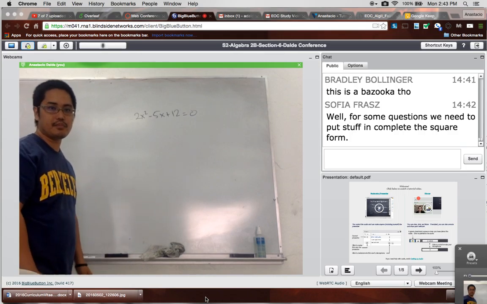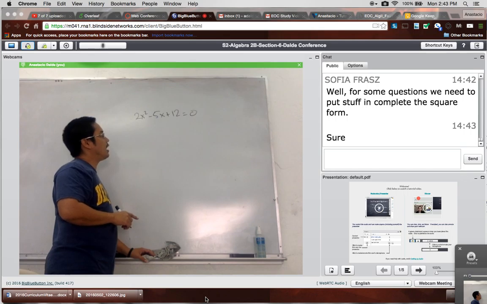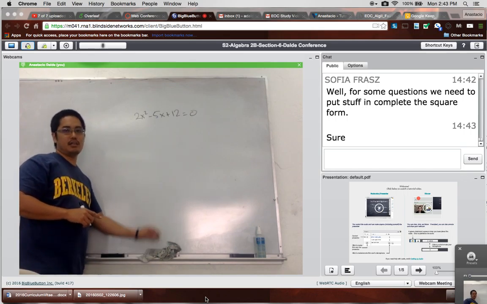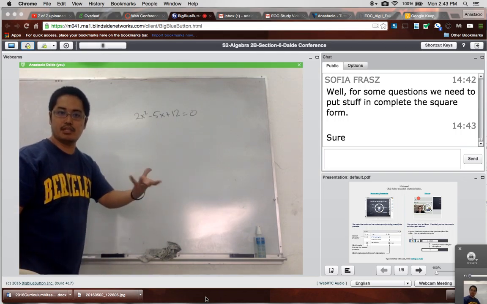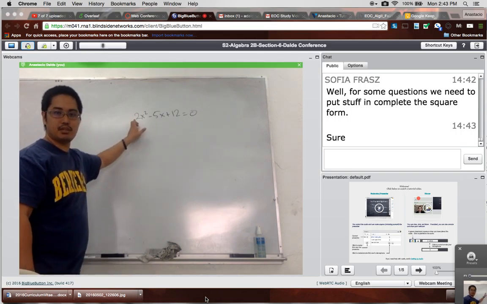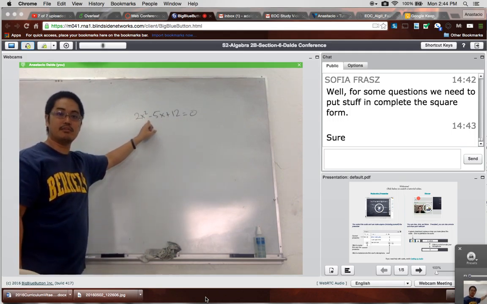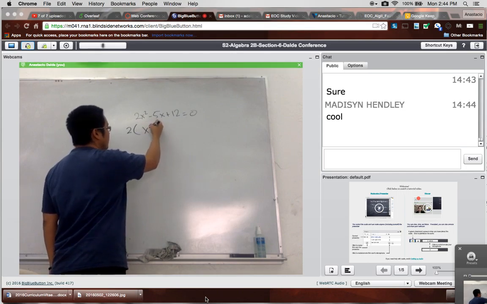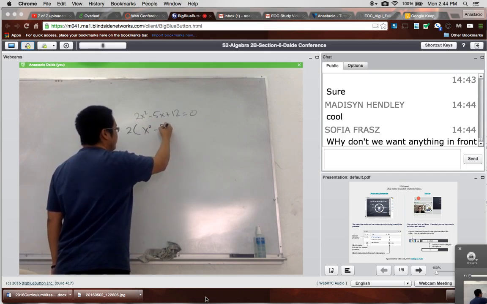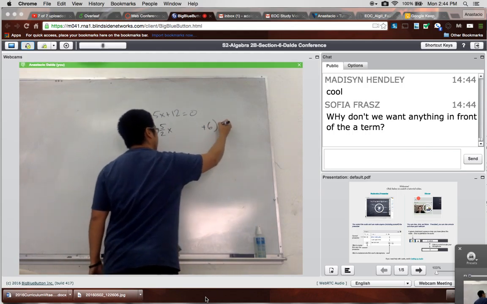You ready? What we do is, first thing we do is we don't ever like a number in front of the a term. So I'm going to divide everything by 2. Because if I divide this by 2 and 2 and 2 and 2, that basically makes this thing a 1 in front of the a term. We cool? So this is 2 times x squared minus 5 over 2x plus 6 equals 0.